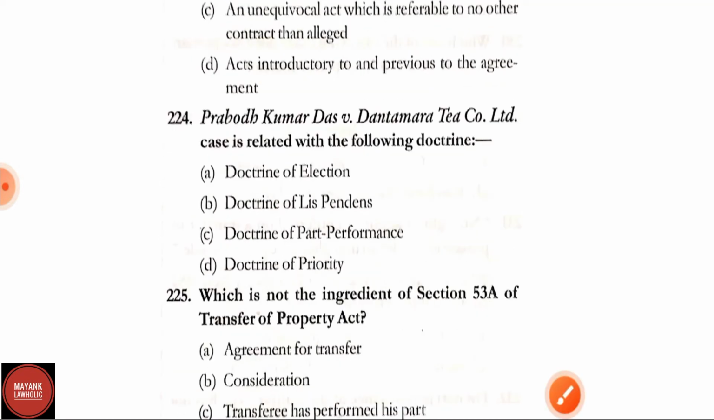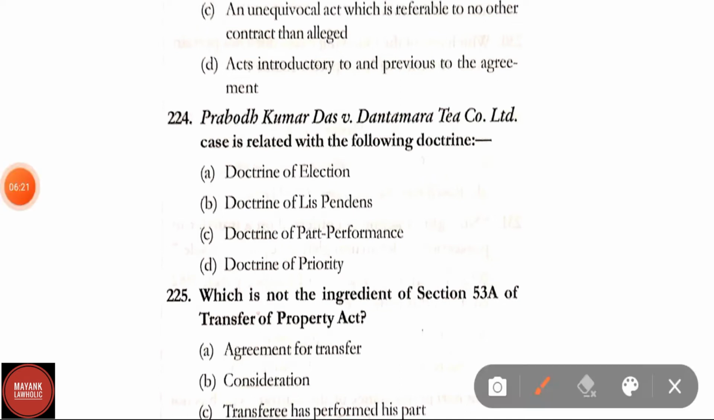Question number 224. Prabodh Kumar Das versus Dantamara Tea Company Limited case is related to which of the following doctrines? Options are A, doctrine of election, B, doctrine of lis pendens, C, doctrine of part performance, D, doctrine of priority. Correct answer is option C, that is doctrine of part performance.